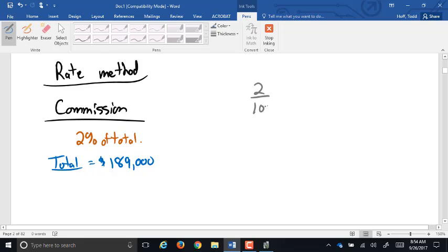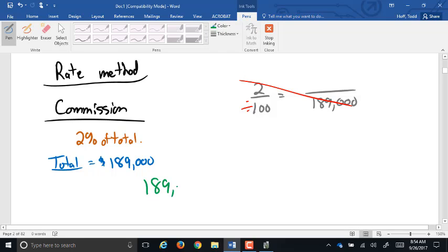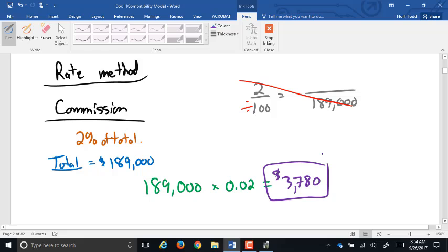We could do 2% as 2 out of 100, put 189,000 here and cross multiply and divide. And that would work, but doing that every month is kind of tedious. It's a little bit clumsy to set up. So what we can do is just take that total, 189,000 times, what's 2% as a decimal? 0.02. So now we just go ahead and multiply that out. 189,000 times 0.02 is going to be perfect, $3,780. So that would be your commission for that month.